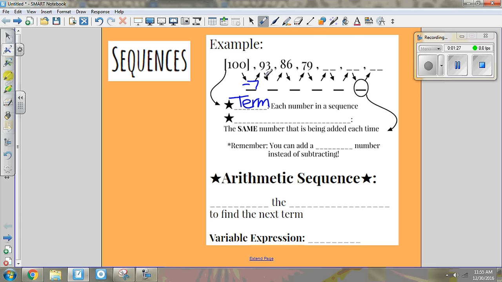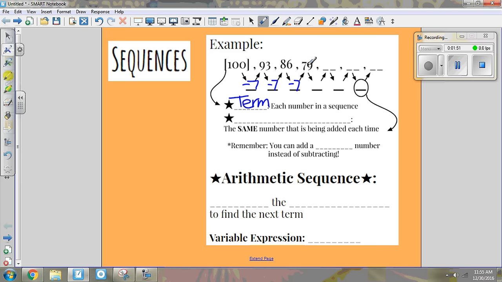So now I've got 93, and I know that I wanted to subtract 7 because that was the original rule. Well, 93 minus 7 is 86. So far my rule seems to be working out. When we do 86 minus 7, it ends up working out. 86 minus 7 is 79. So I think I've gotten my rule here. I got the same rule for each one of these changes.